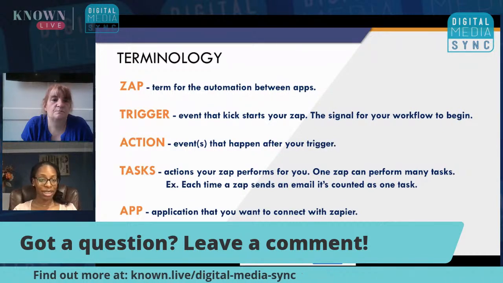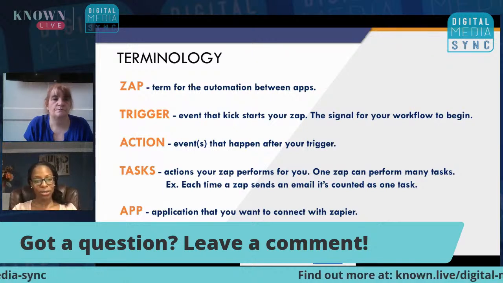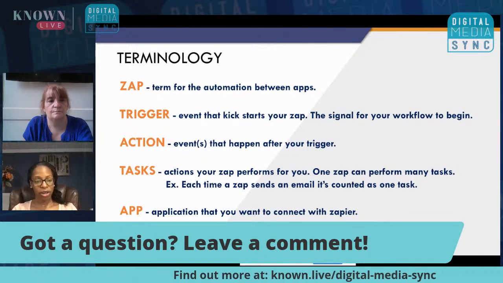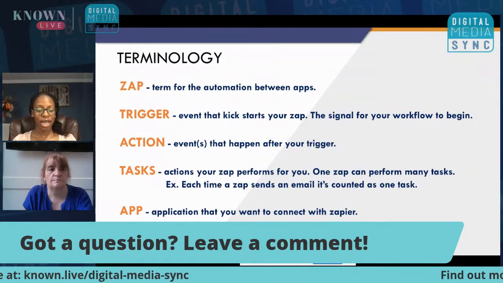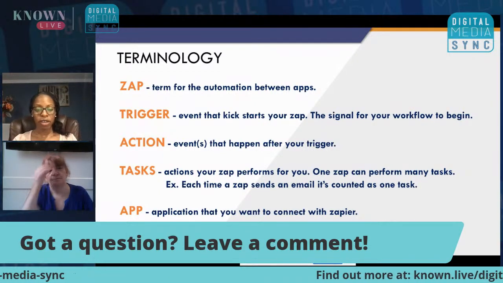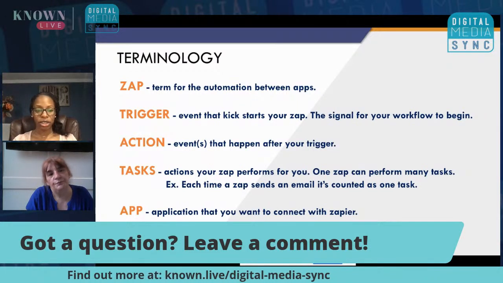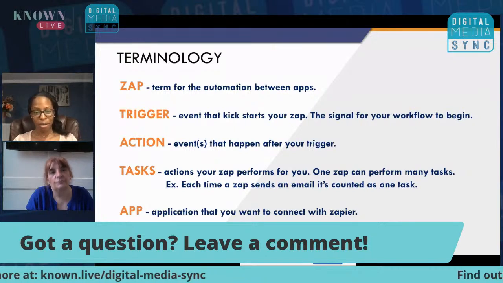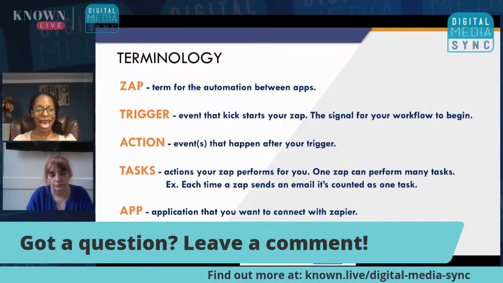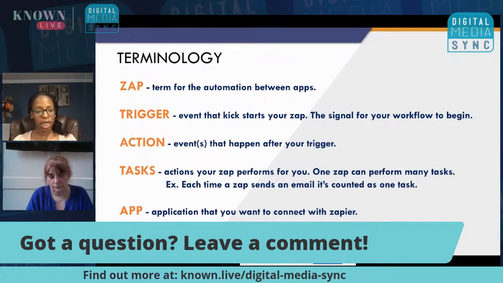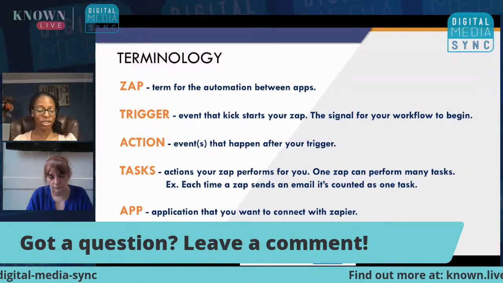As I mentioned before, a zap is just a term for the automation between apps. So if you link two apps together and create the details around that, that's called a zap. A trigger is the event that kickstarts your zap. So if you have a zap that every time an email comes in, there's some details added to your spreadsheet, the trigger is an email coming in. On the other end, you have action. The action is what happens after your trigger. So a new email comes in, a row is added to your spreadsheet. That action is the row being added to your spreadsheet.